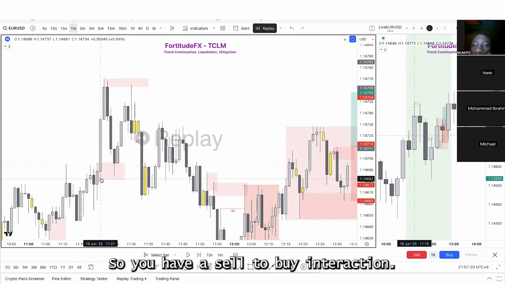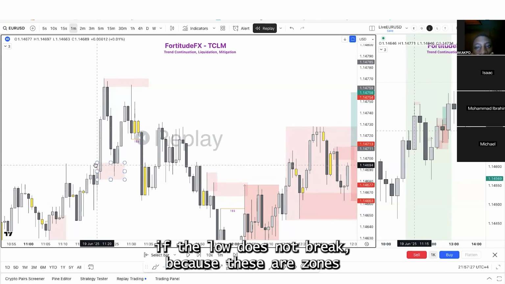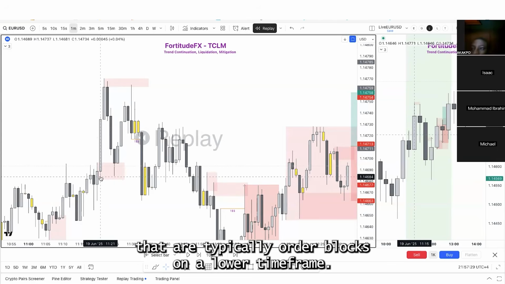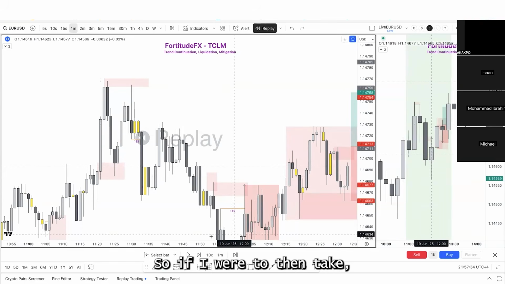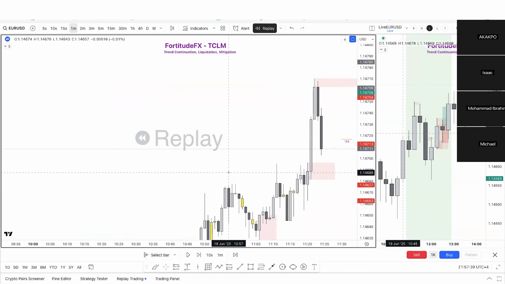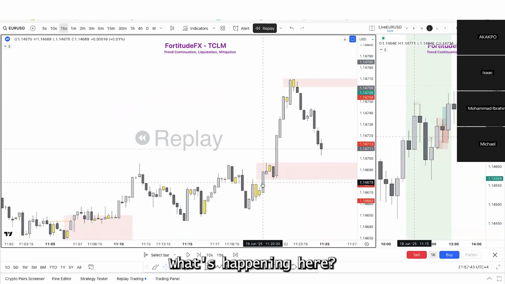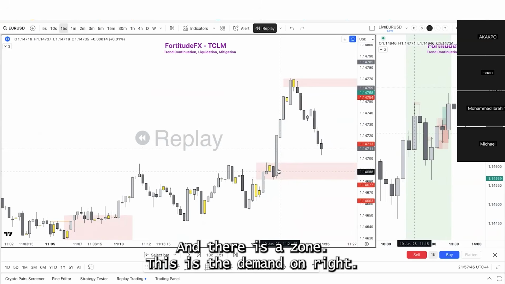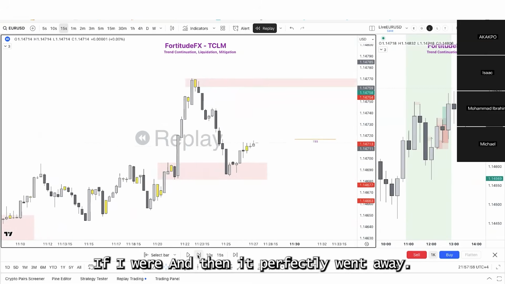So you have a sell to buy interaction, and these are interactions that I typically would take if the low does not break, because these are zones that are typically order blocks on a lower time frame. So if I were to go further down and break this till here so that we know where we are, and then I go to a 15-second chart, what's happening here? Price moved in, pulled back, and went in. There is a zone. This is the demand zone, right? And this demand zone is where price is coming in. And then it perfectly went away.